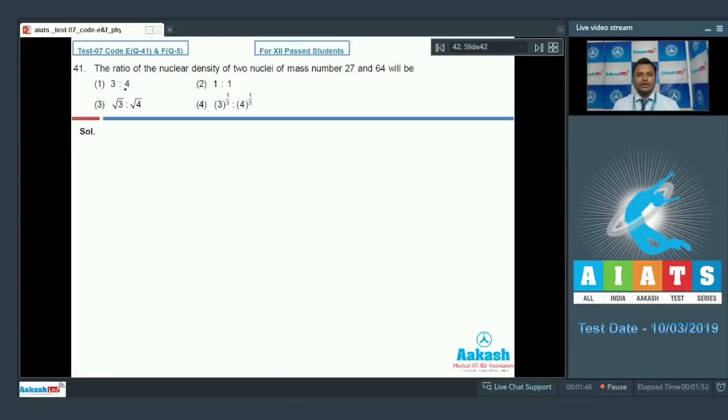So here is question number 41. The ratio of nuclear density of two nuclei of mass number 27 and 64 will be what? So we are having four options. We know very well the nuclear density rho can be written as mass of the nucleus and its volume.